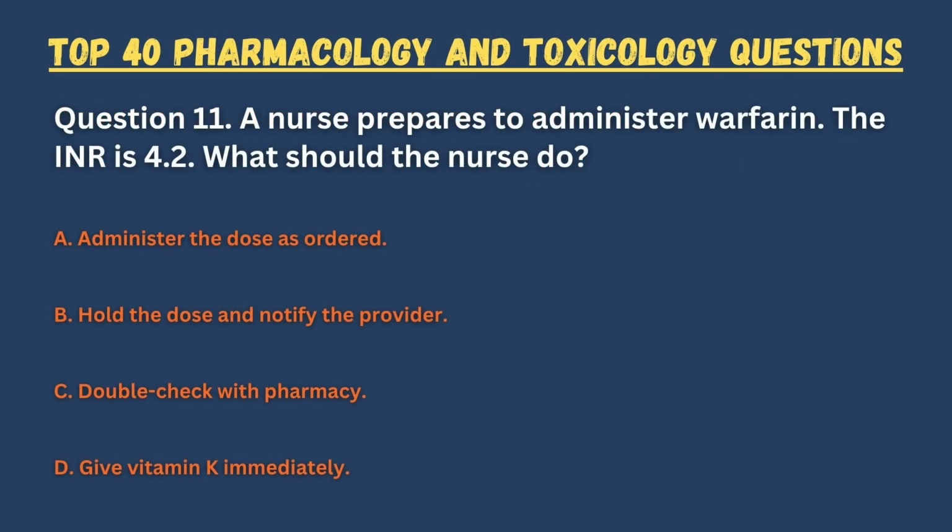Question 11. A nurse prepares to administer warfarin. The INR is 4.2. What should the nurse do? A. Administer the dose as ordered. B. Hold the dose and notify the provider. C. Double-check with pharmacy. D. Give vitamin K immediately.